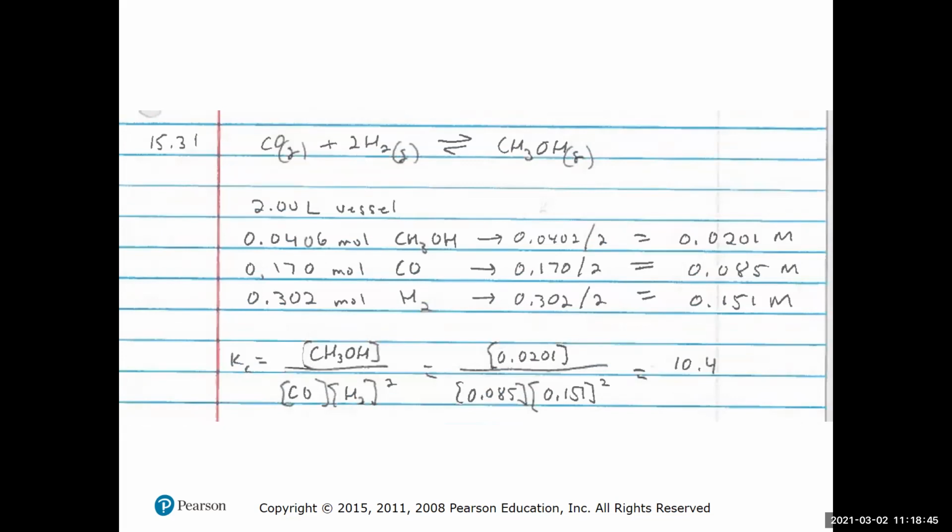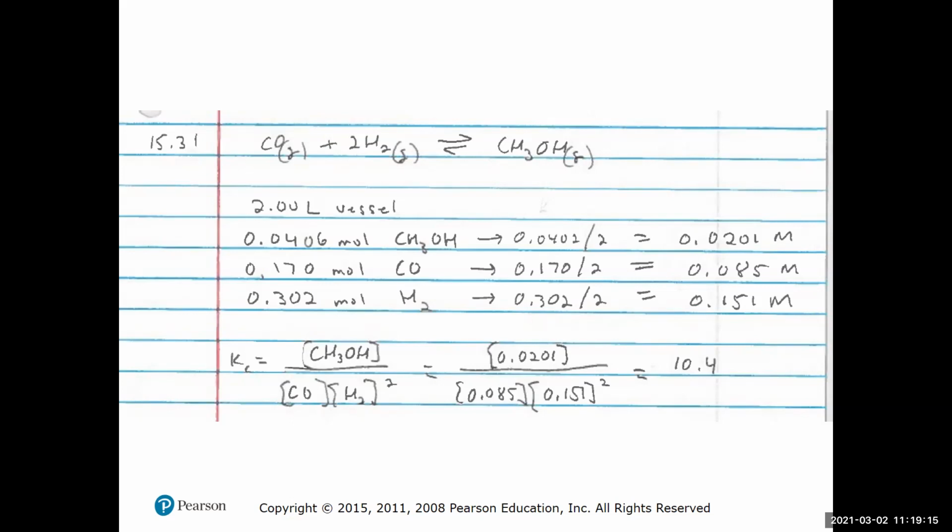So in this one, we're saying that methanol is produced by reacting CO and H2. And we're told that it's a 2-liter volume. And we're given moles of methanol, CO, and H2. And we want to calculate our equilibrium constant on a concentration basis.